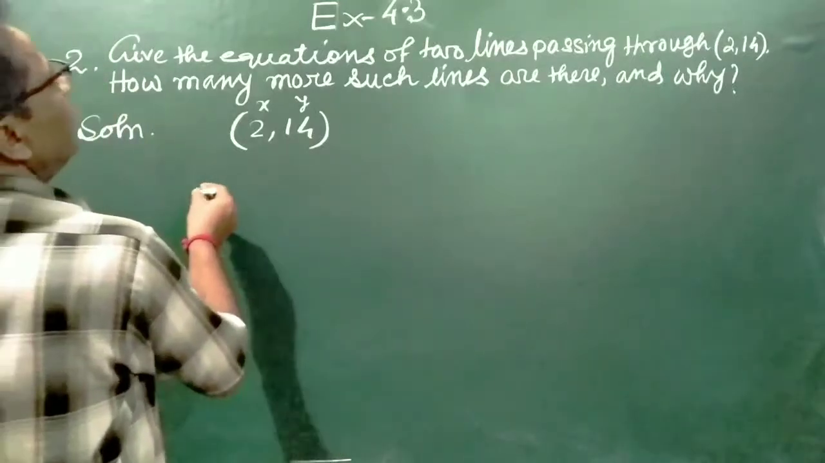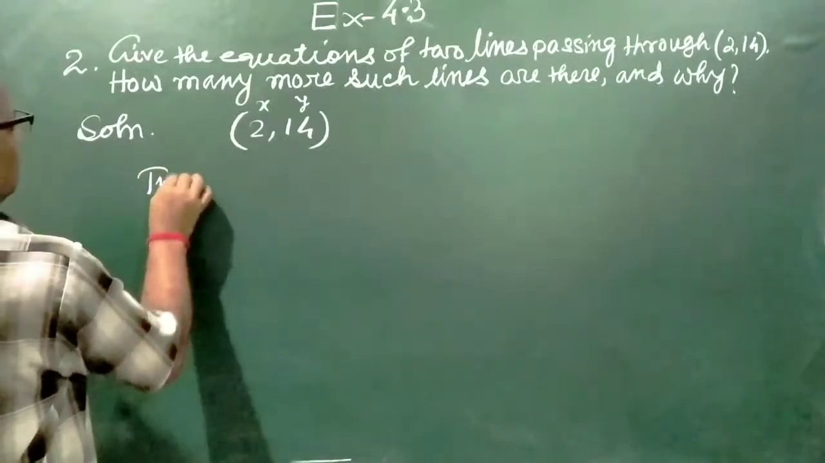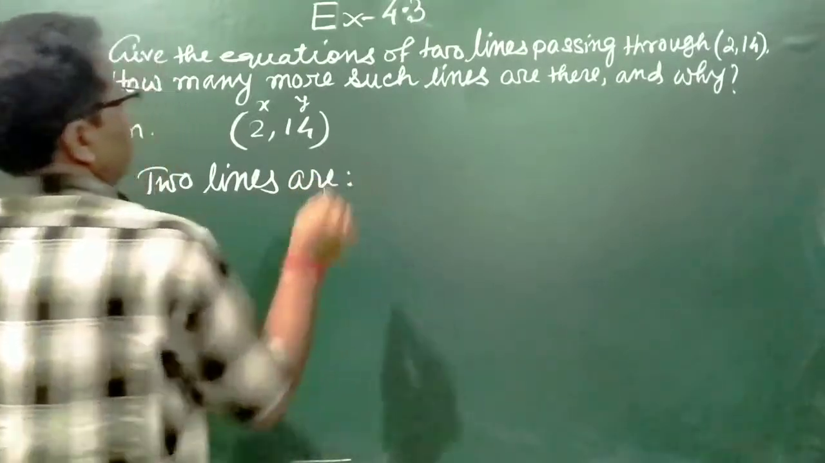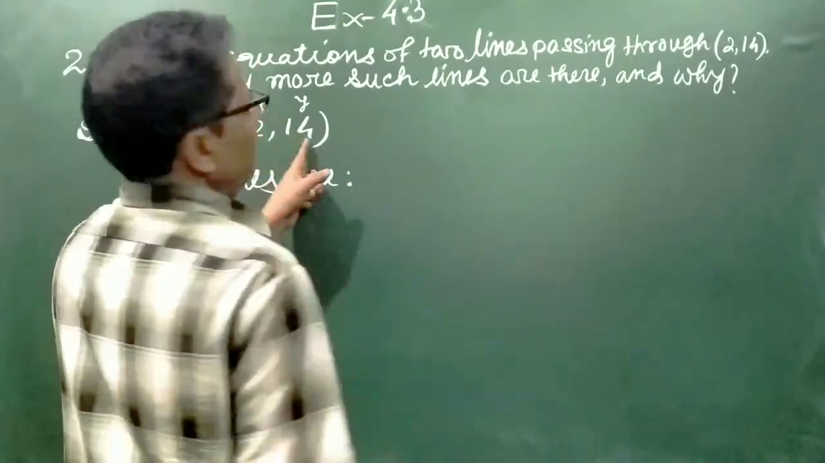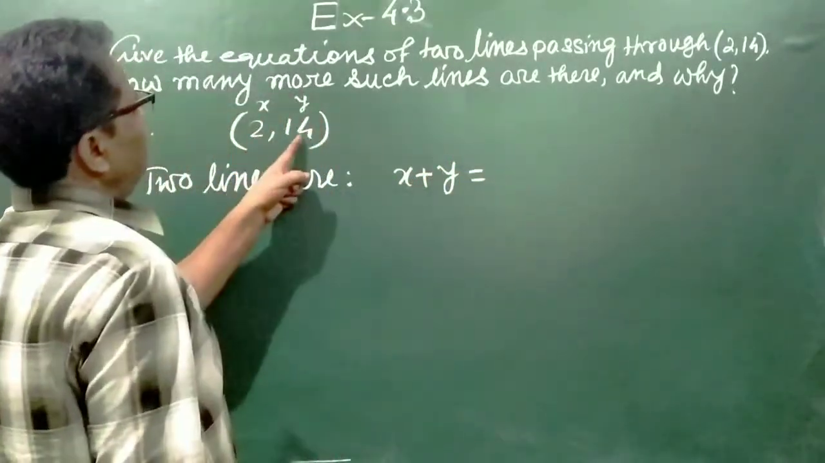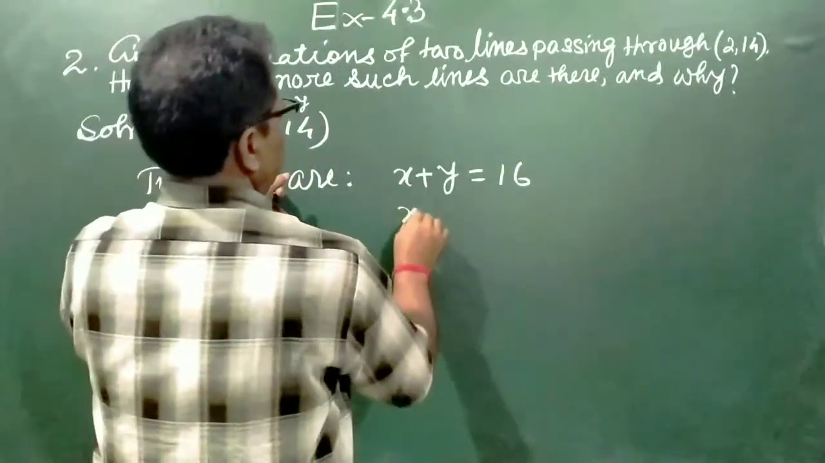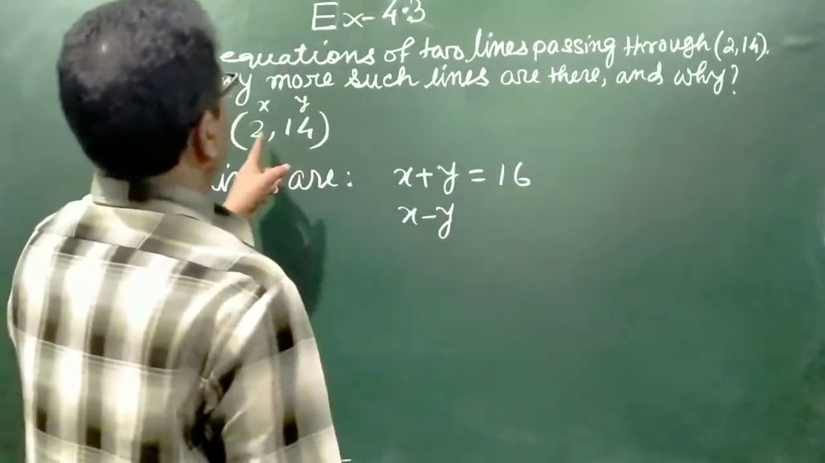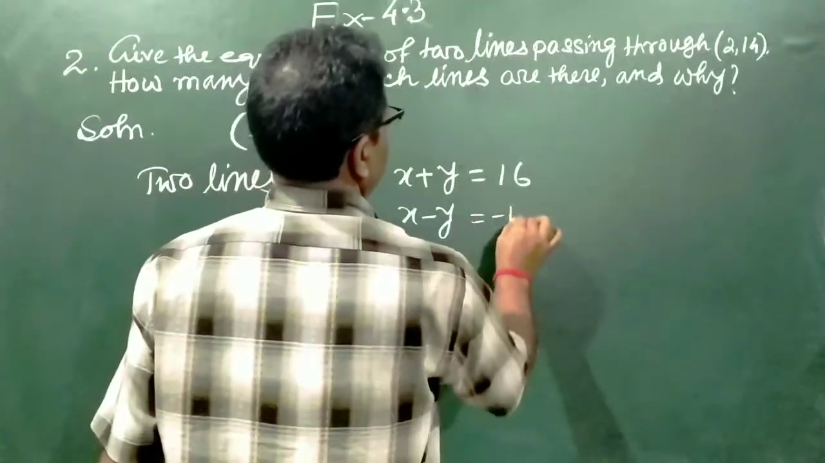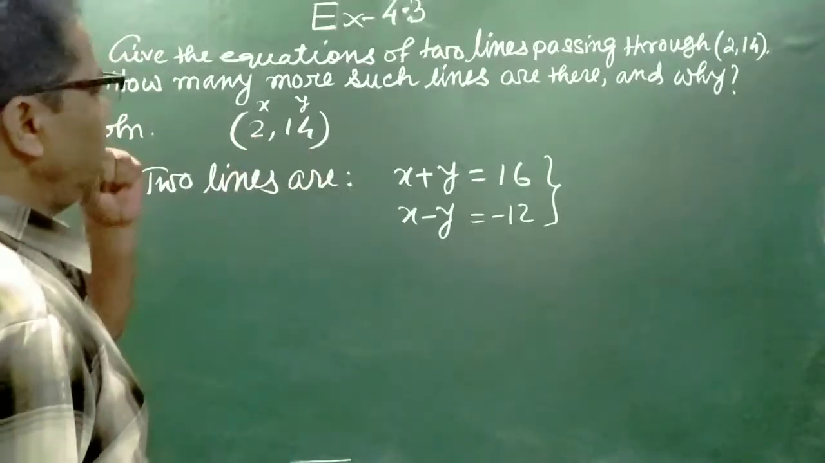Then the two lines are: the first one can be x plus y equal to 16, since x plus y is 14 plus 2, which is 16, and the other one can be written x minus y, that is 2 minus 14, which is minus 12. So both are the equations of lines passing through (2, 14).